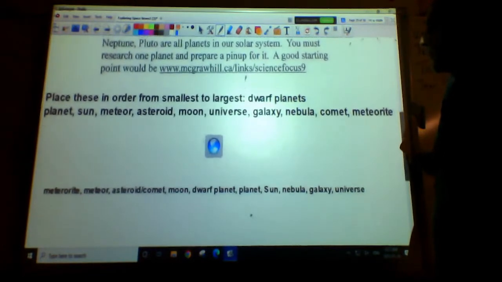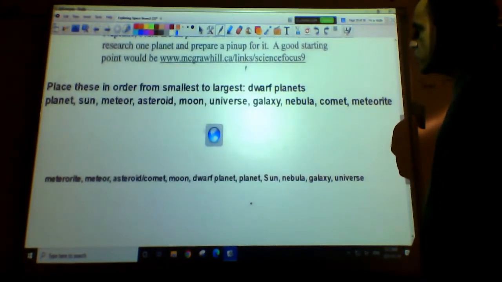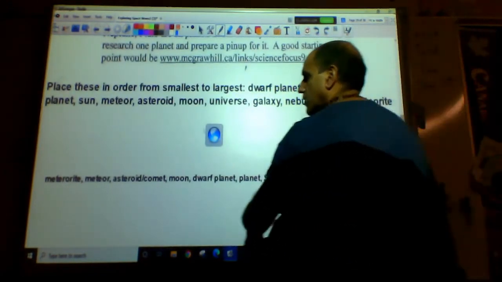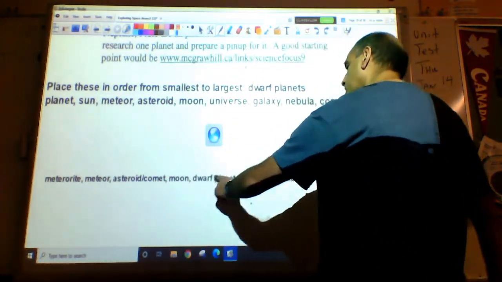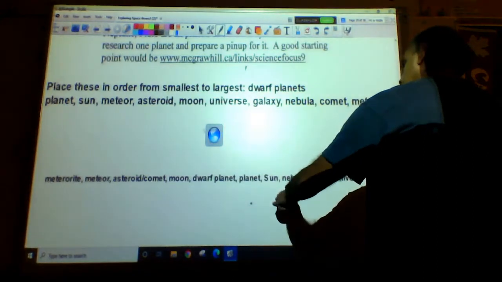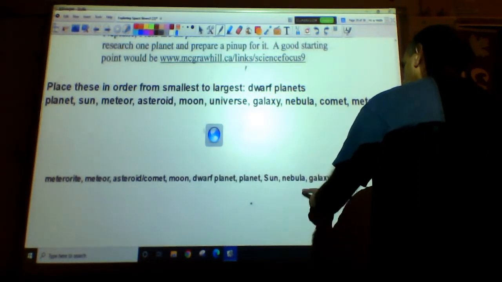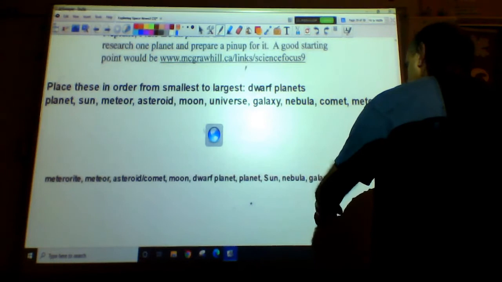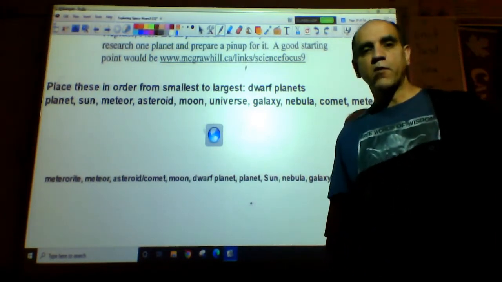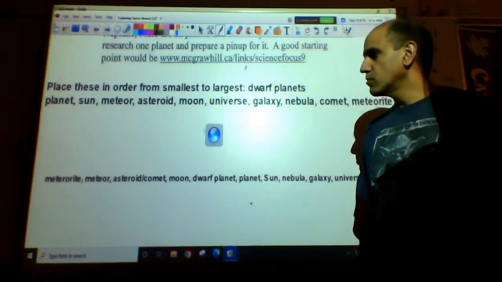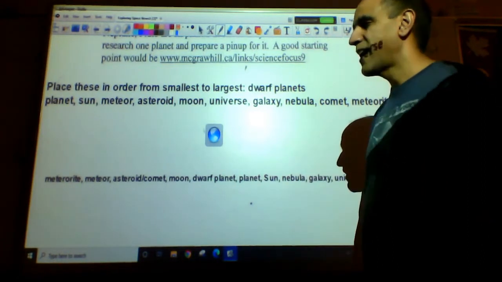Okay, and then place these in order from smallest to largest, and there is a list. Smallest is meteorite, then meteor, then asteroid or comet, then moons, dwarf planet, planets, the sun, nebulas where stars are born, the galaxy where there's lots of solar systems, and the universe. You should have a rough idea from largest to smallest, the sizes of those.